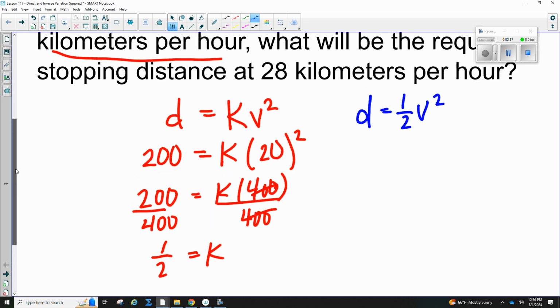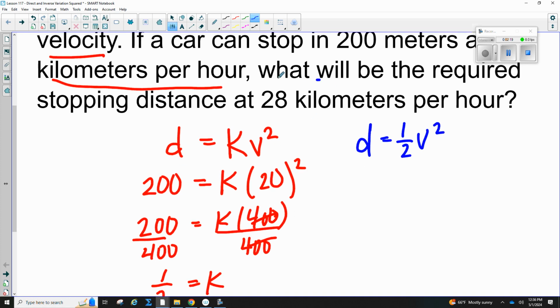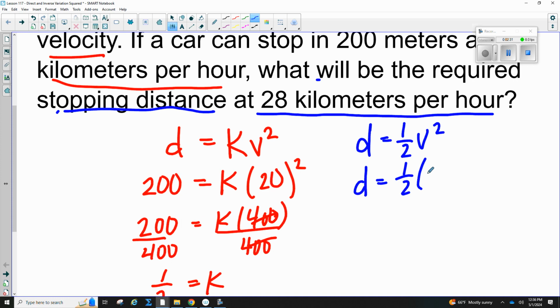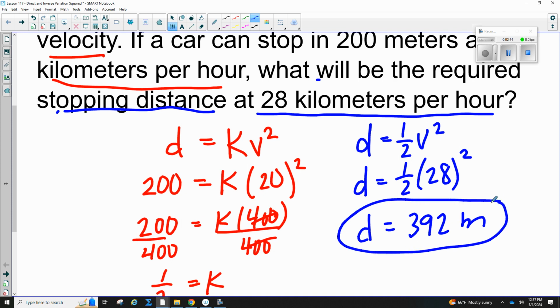Now we answer the last part of the question. What will be the required stopping distance? So what is D at 28 kilometers per hour? That's your velocity or your speed. All right, so we'll plug in 28 here. You have to square the 28 first and then multiply by 1/2, and you would get 392 meters. All right. And it's just meters because it's distance, and the units for distance is meters.